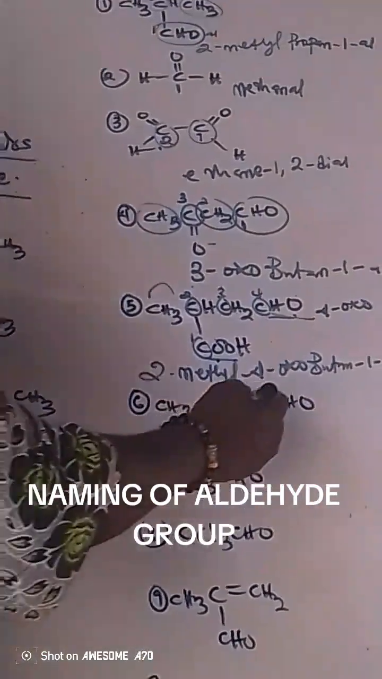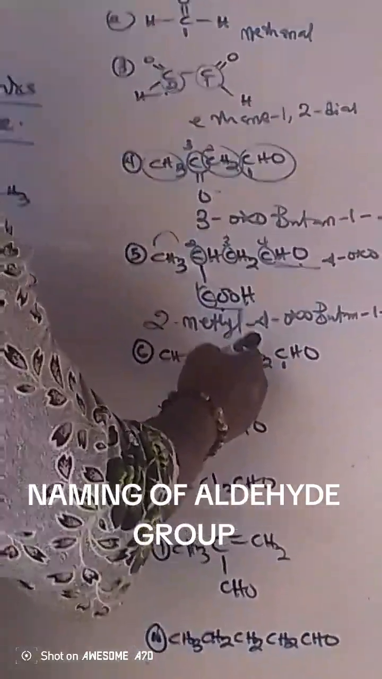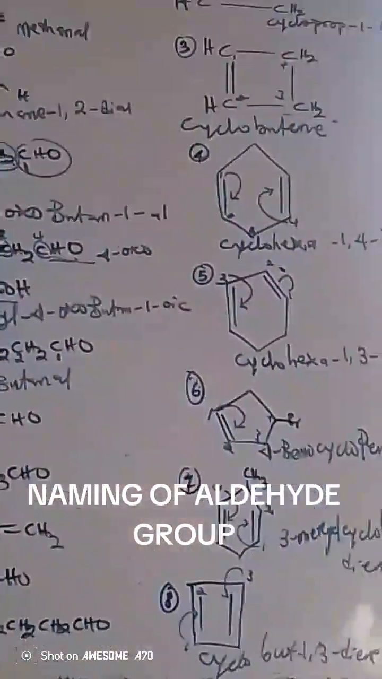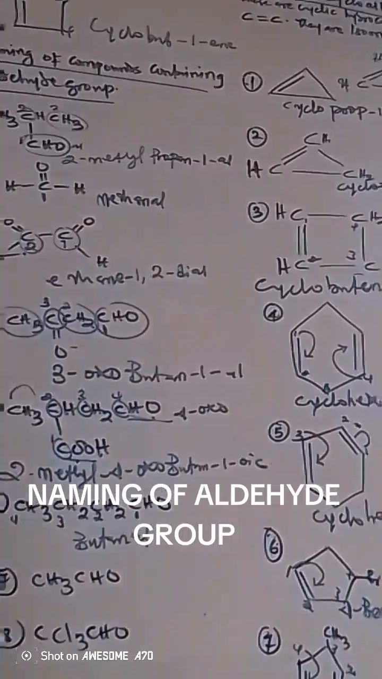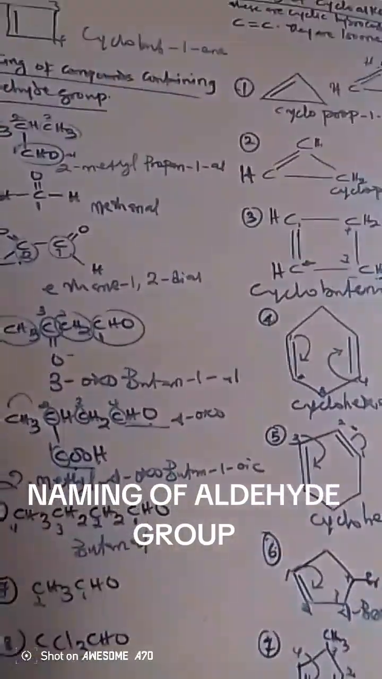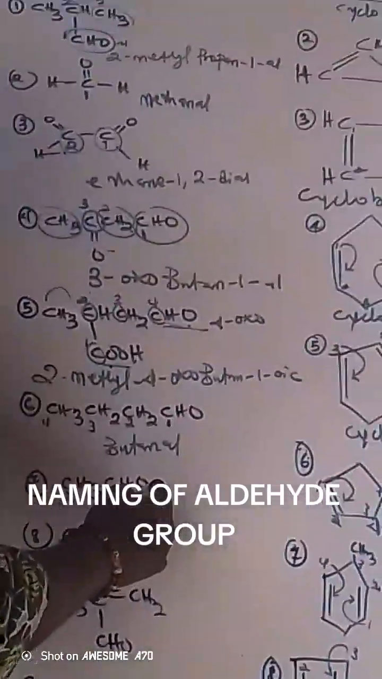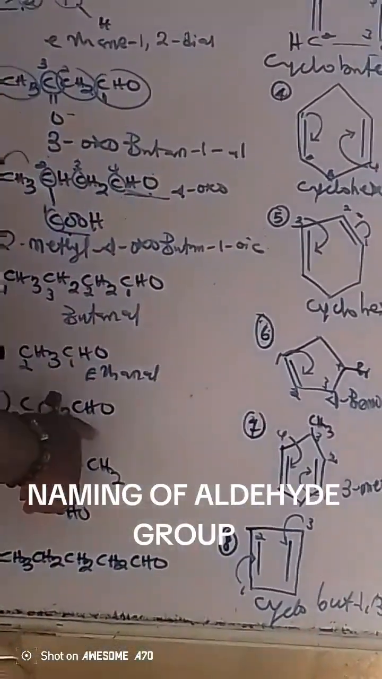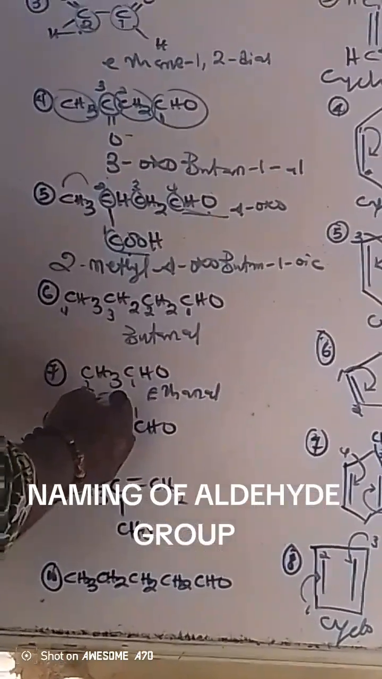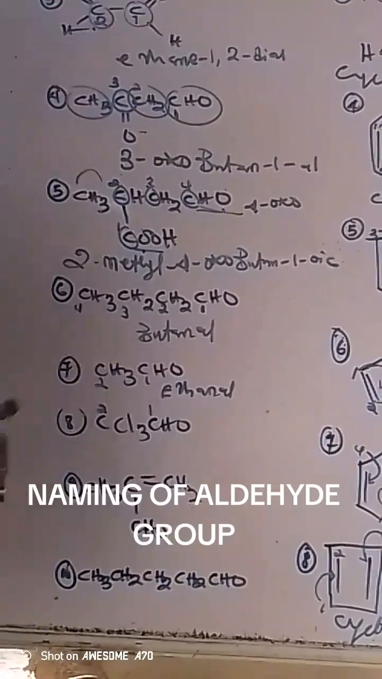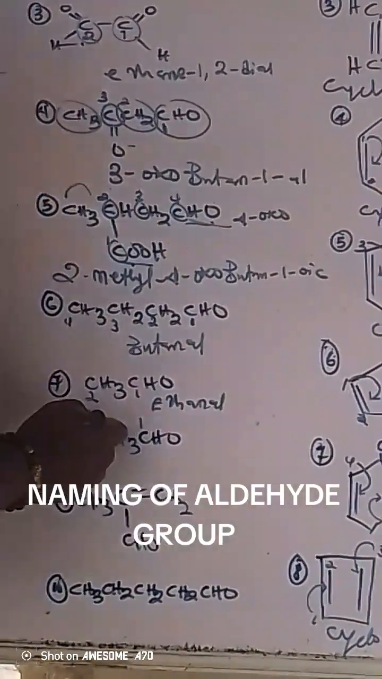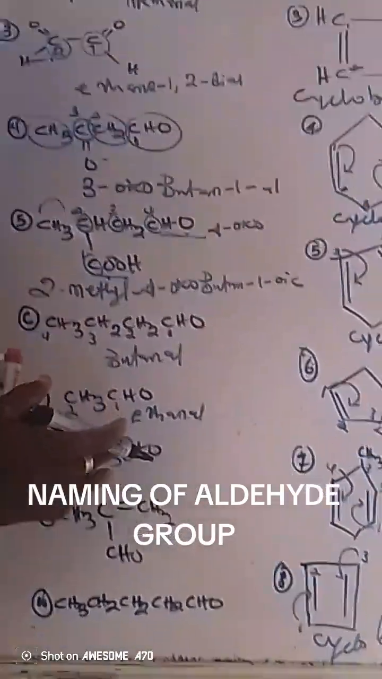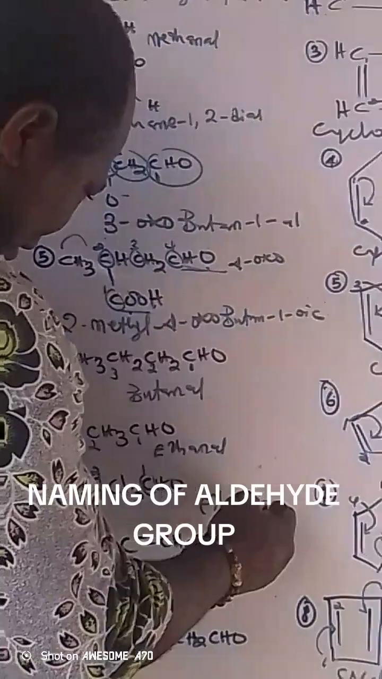Okay. Look at this. We start the counting here. 1, 2, 3, 4. This is a very straight compound. This is called butanal, or you call it butan-1-al. Yes. Look at this compound. 1, 2. Because this is the aldehyde group, that is called ethanal. It's very simple. So this is also an aldehyde group. How many chlorine do you have on carbon 2? It is 3. This carbon and this carbon will form ethanal.